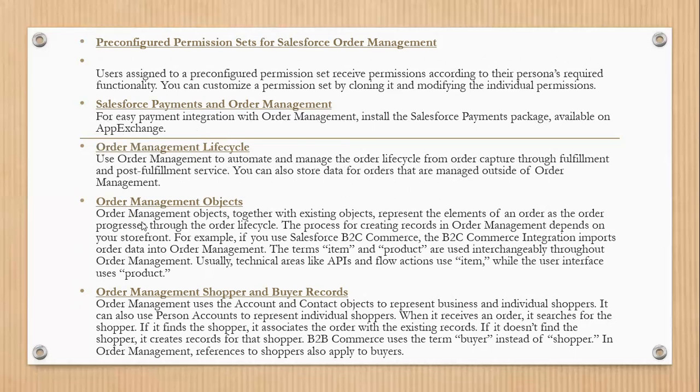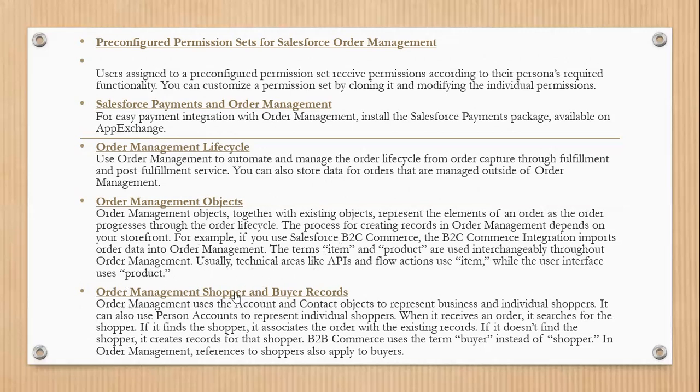Next, Order Management objects. Order Management objects, together with existing objects, represent the elements of an order as the order proceeds throughout the order life cycle. The process for creating records in Order Management depends on the storefront. For example, if you use Salesforce B2B Commerce, the B2C Commerce integrations import order data into Order Management. The terms items and products are used interchangeably throughout Order Management. Usually, in technical areas like the API, flows, and actions, it's called items, while in the user interface it's called products.